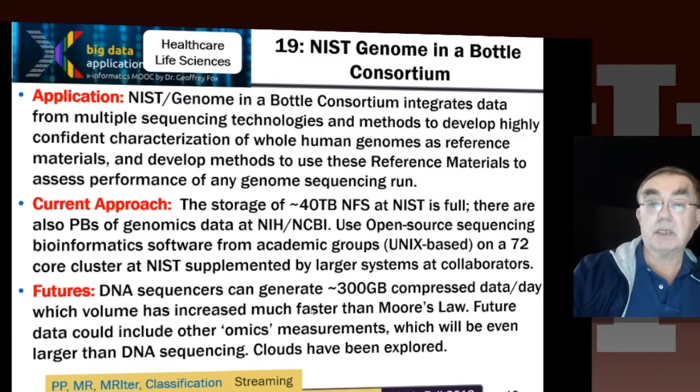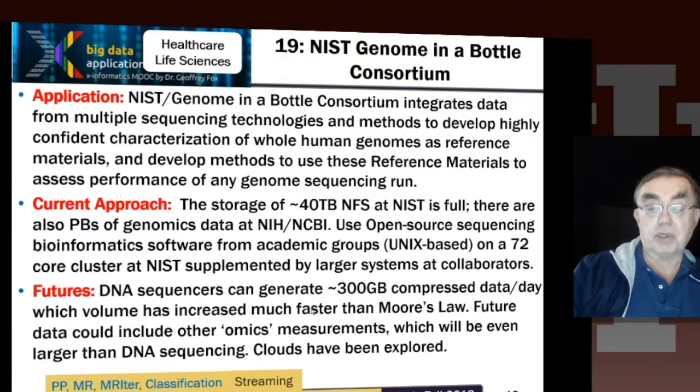Now we come to one of the genomics examples. It comes from NIST. On the scale of genomics it's probably not a huge data set, but it's very typical of the issues, where DNA sequences produce hundreds or maybe thousands of gigabytes of data per day, and that volume has increased much faster than Moore's law. I showed that slide in the introduction.